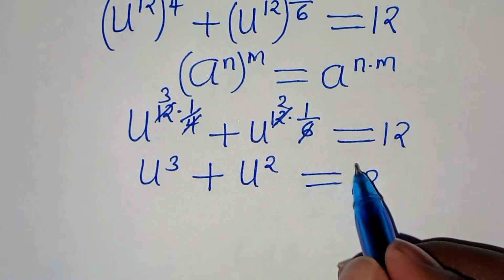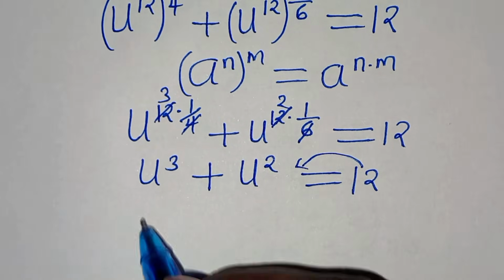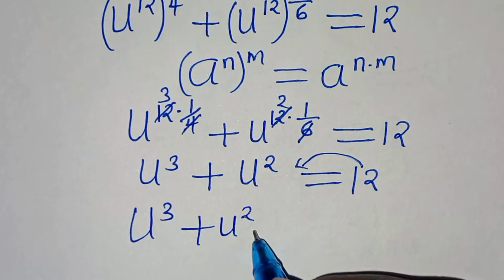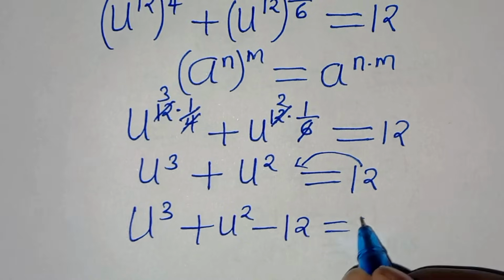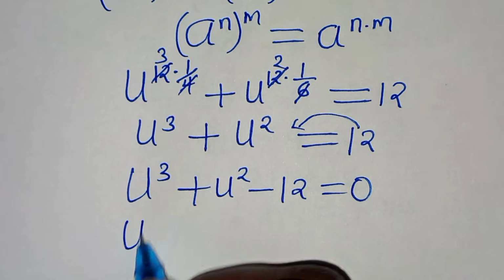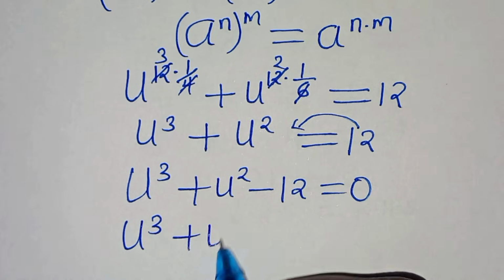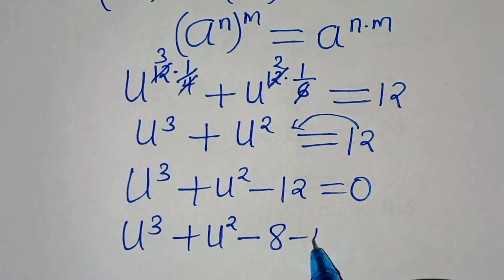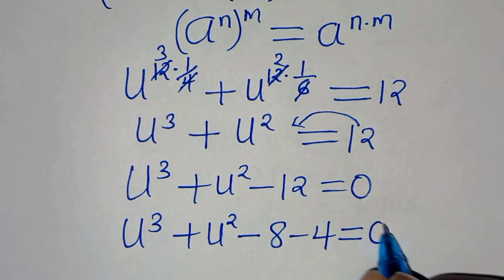Now, let's take 12 to the left-hand side so that we have u to the power of 3 plus u to the power of 2 minus 12. This is equal to 0. This implies that we have u to the power of 3 plus u to the power of 2 minus 12, which is minus 8 minus 4. This is equal to 0.